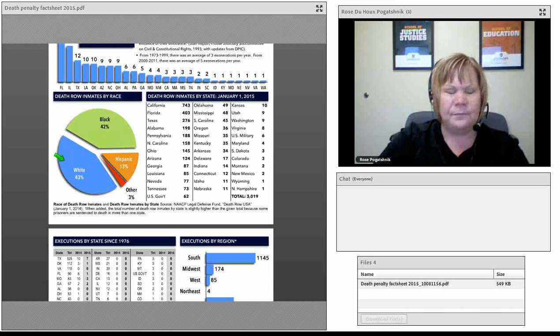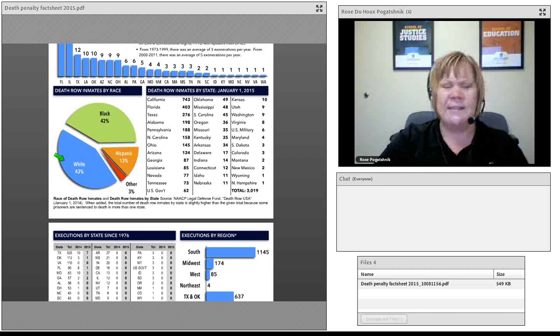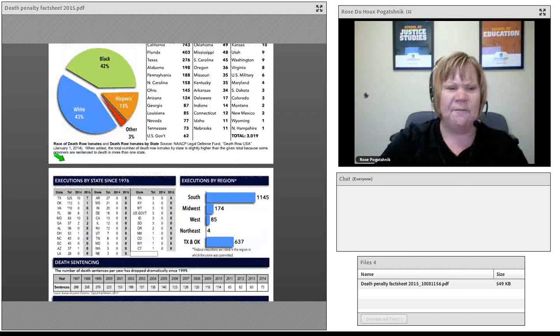So we talk here more about race, inmates by state. Go ahead and take a look at that if you're from a state that has it or are just curious. Right now we do have just over 3,000 inmates on death row.